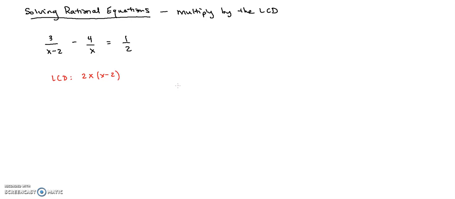So I'm going to multiply this whole thing by 2x(x minus 2). All right, so we're going to distribute that to every term. We're going to have 3 over x minus 2 times 2x(x minus 2), minus 4 over x times 2x(x minus 2), I left off the 2.